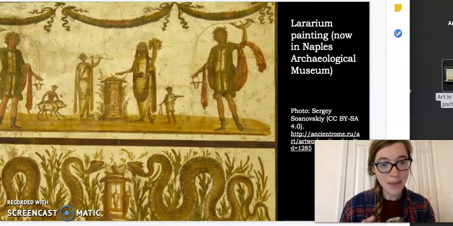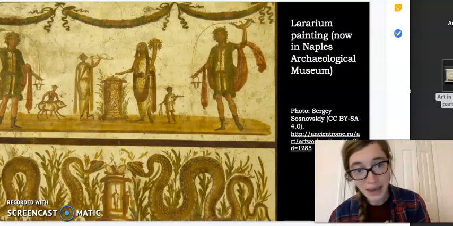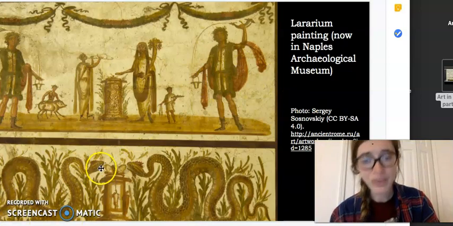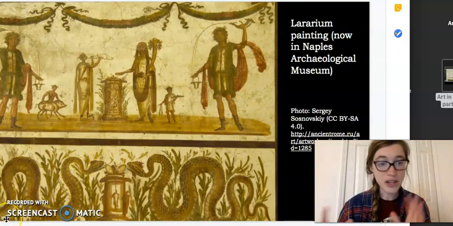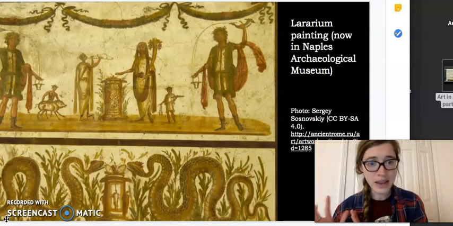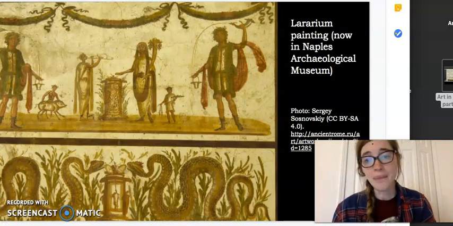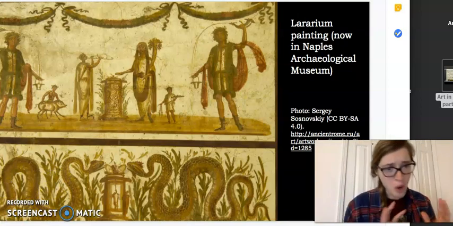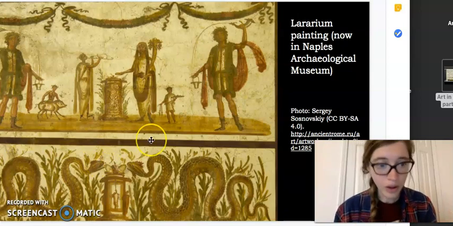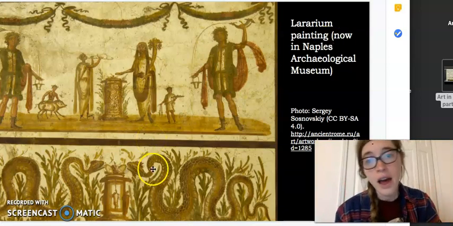So here's another lararium painting. In this case, it is one that is now in the Naples Archaeological Museum. And here we see once again our serpents. Sometimes these are known by the Greek term agathodaimon, the good demon, which is a Greek god associated with grains and growing and earth and vineyards. So maybe not directly applicable into the Roman sphere, but an analog that we can think about, some sort of earth god representing the cycles of life and death.